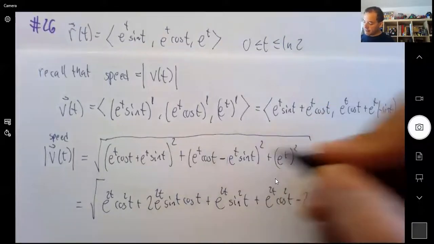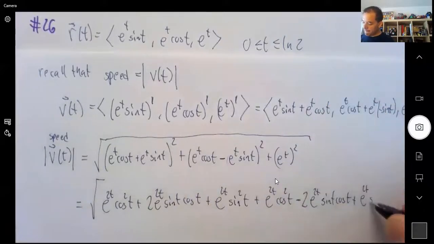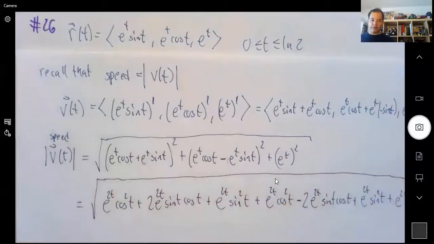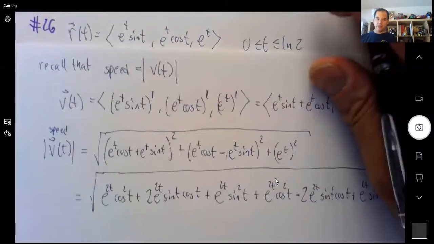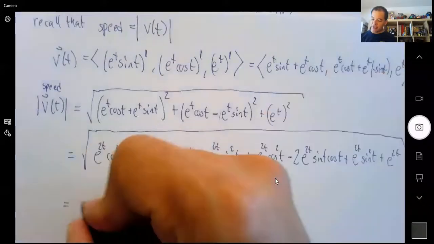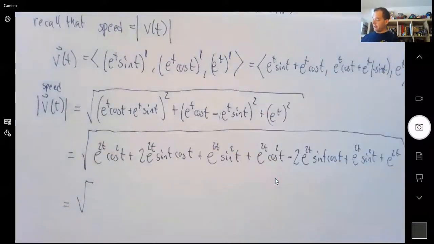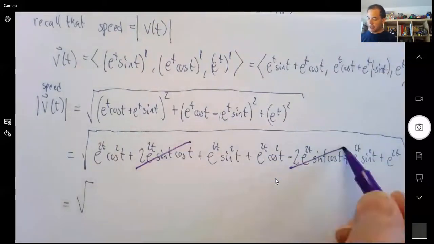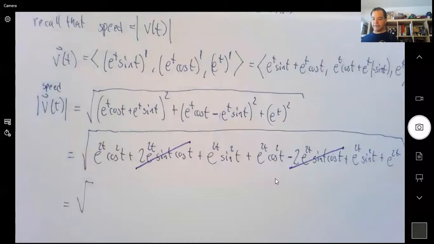The square of the last term. And last, the square of this one. And that's a big, gigantic square root over everything. Fortunately here, lots of things cancel. So first, to simplify, this double term cancels with that one because it has a negative sign. And then these are the same.